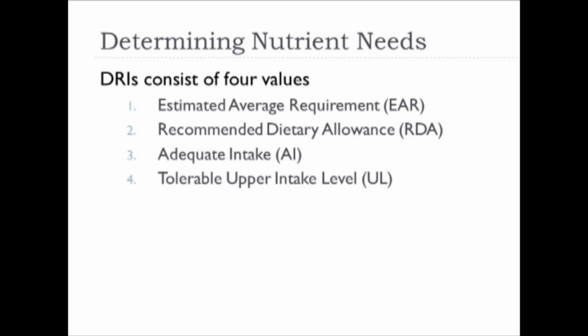The UL, or the tolerable upper intake level, was established in the wake of a lot of supplementation and a lot of functional foods that have a lot of supplementation in them. Consequently, the risk of excessive intake had been noted, and these upper tolerable limits were established, where if an individual exceeds that limit, the risk of toxicity increases exponentially the more they exceed that upper limit.